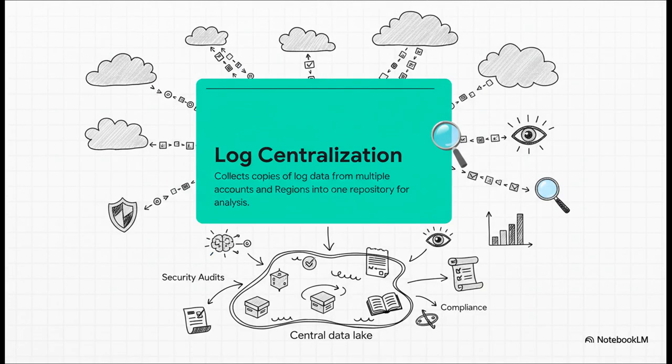And our third tool is log centralization. This is your deep storage, your central archive. Its one and only job is to copy logs from every single account and every region and just pour them into one central bucket. This is an absolute must-have for when you need to look back in time for security audits, compliance checks, or any kind of deep forensic analysis.